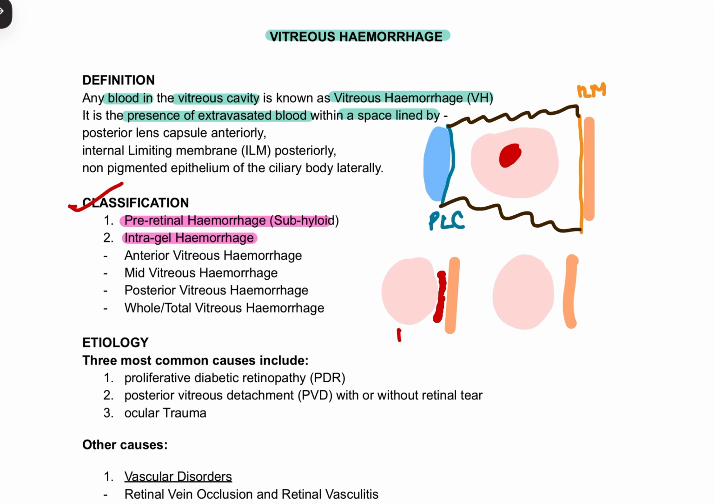And then again, based on the location involved, whether the anterior part of the vitreous gel is involved, the middle part, or the posterior part, we divide it into anterior vitreous hemorrhage, middle vitreous hemorrhage, and posterior vitreous hemorrhage. If the whole of the vitreous cavity is involved, you call it whole or total vitreous hemorrhage.